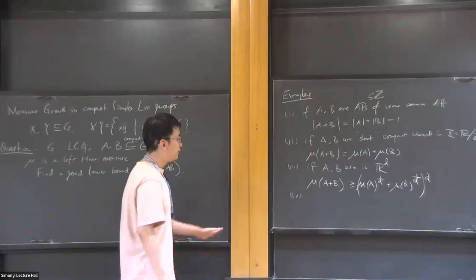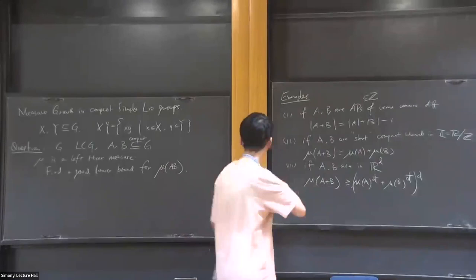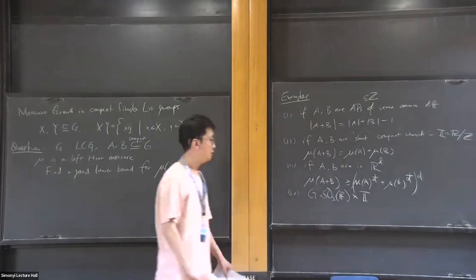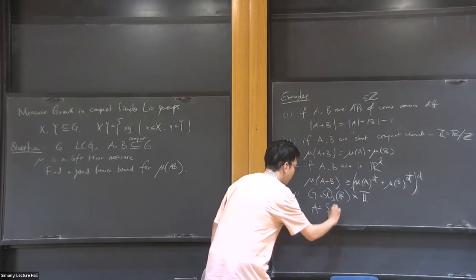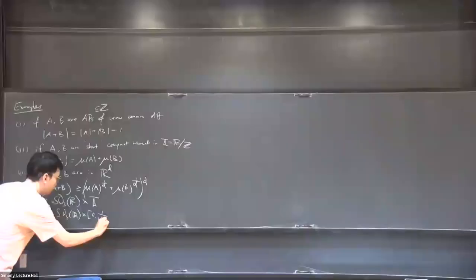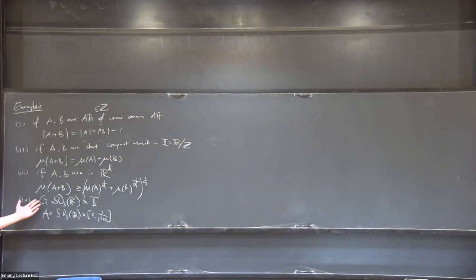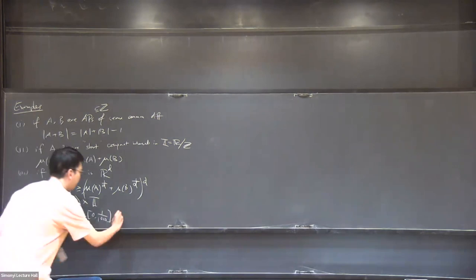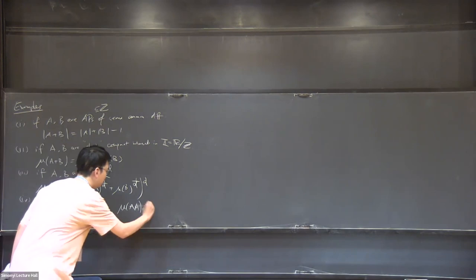I'll give you a simple non-abelian example. Simple doesn't mean simple, it means an easy non-abelian example. G is, say, SO(3, R) cross torus. And I can choose A. Okay, I will just use A to make life easier. So A is SO(3, R) cross, say, an interval from 0 to 1 over 1000. And in this case, you can see that although G is not abelian, all the interesting part of A is in the torus. So in this case, we can see that the measure of A plus A is 2 times the measure of A.